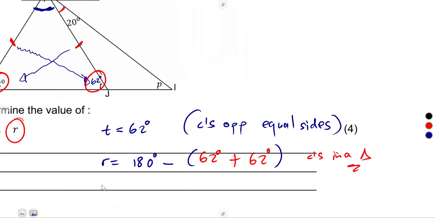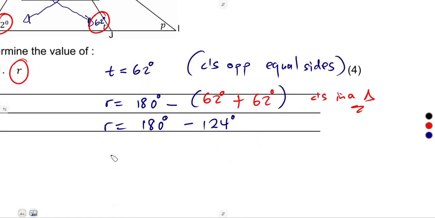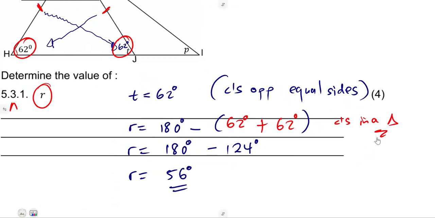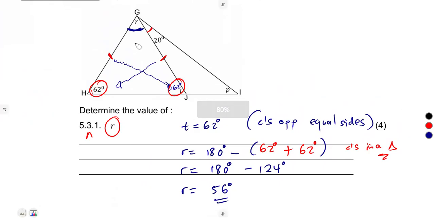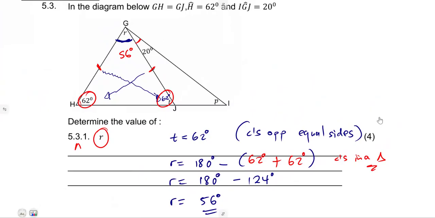So let us solve. R is going to be 180 minus the sum of these two, 62 plus 62. That gives us 124 degrees. Then the difference is our R. So 180 minus 124 is 56 degrees. Just like that, we have got angle R, which is 56 degrees, in case we need to use that angle.